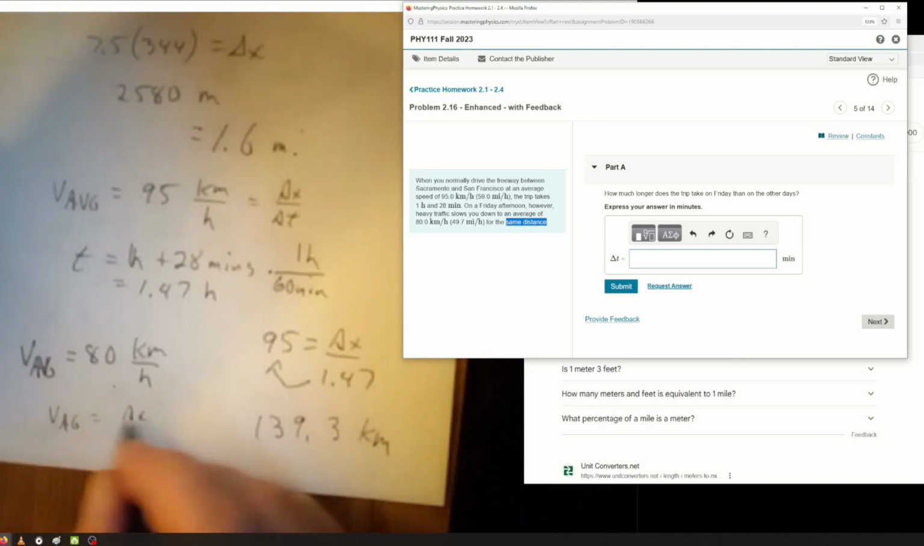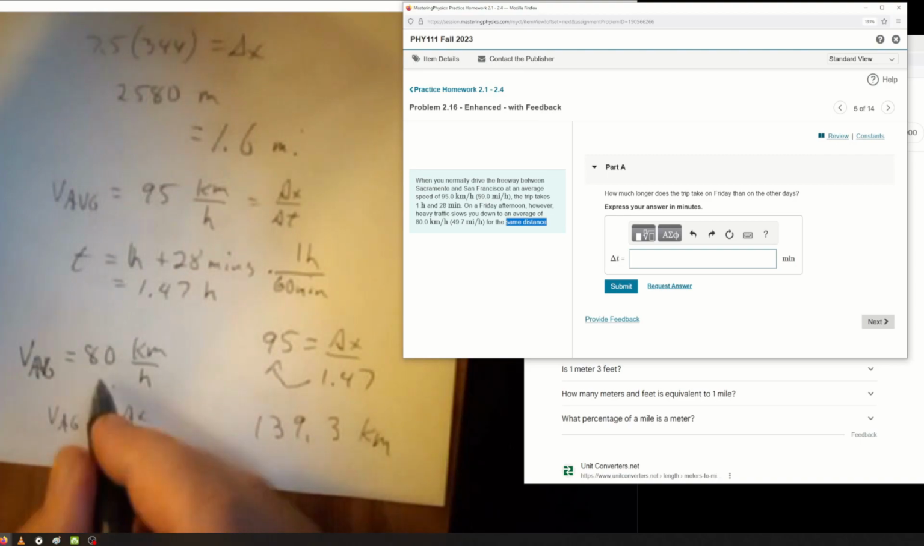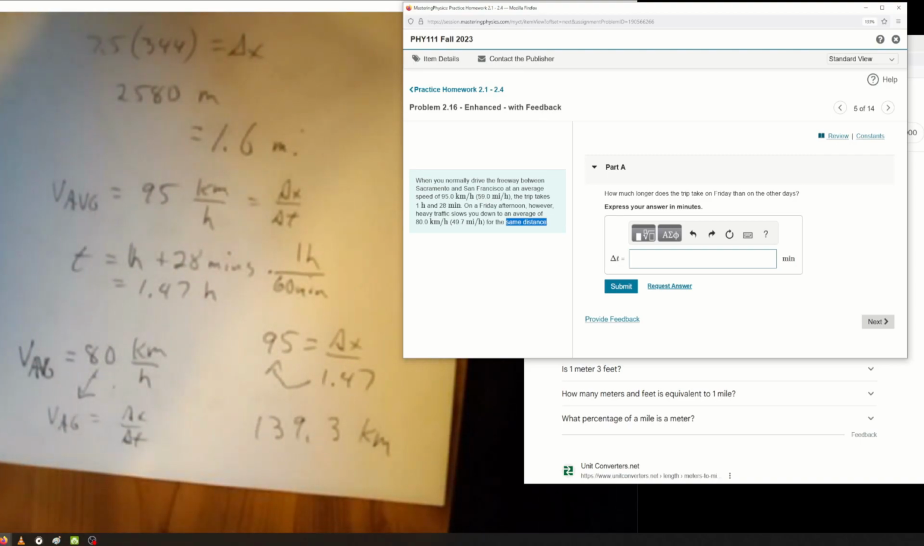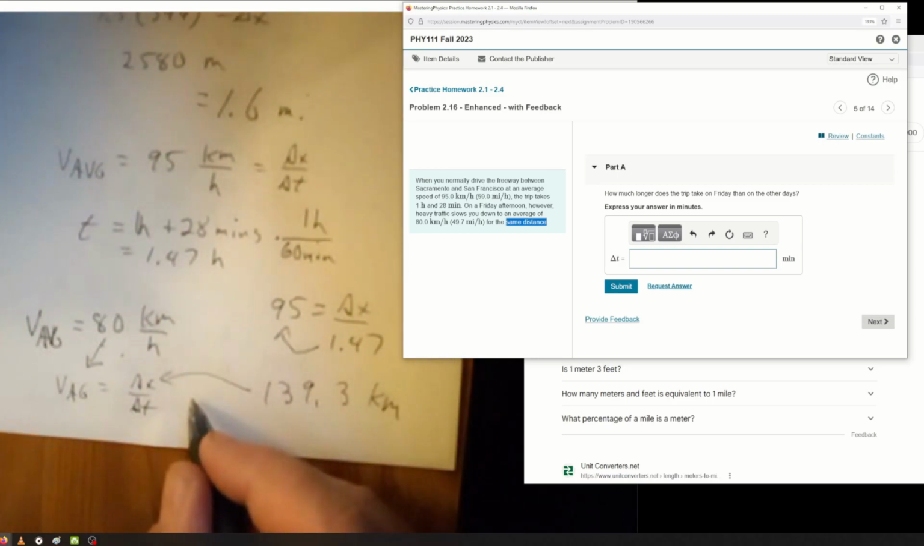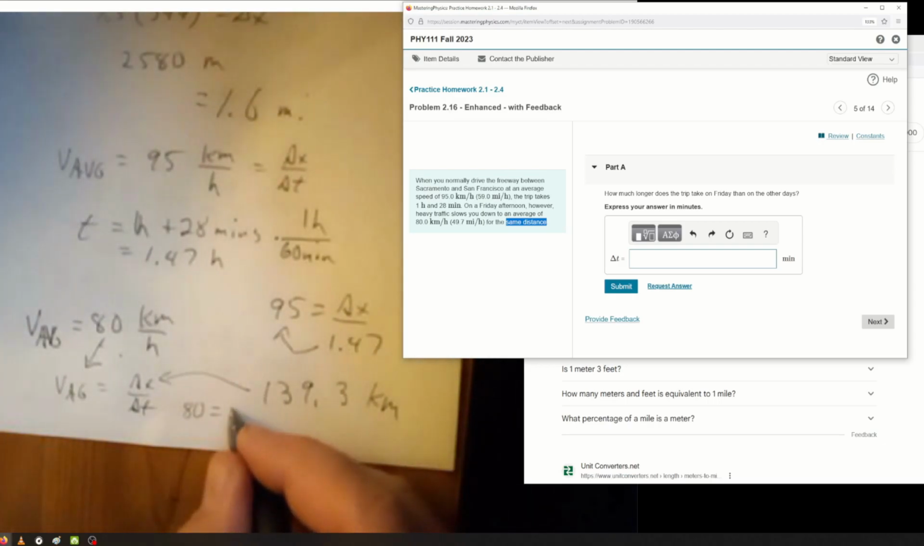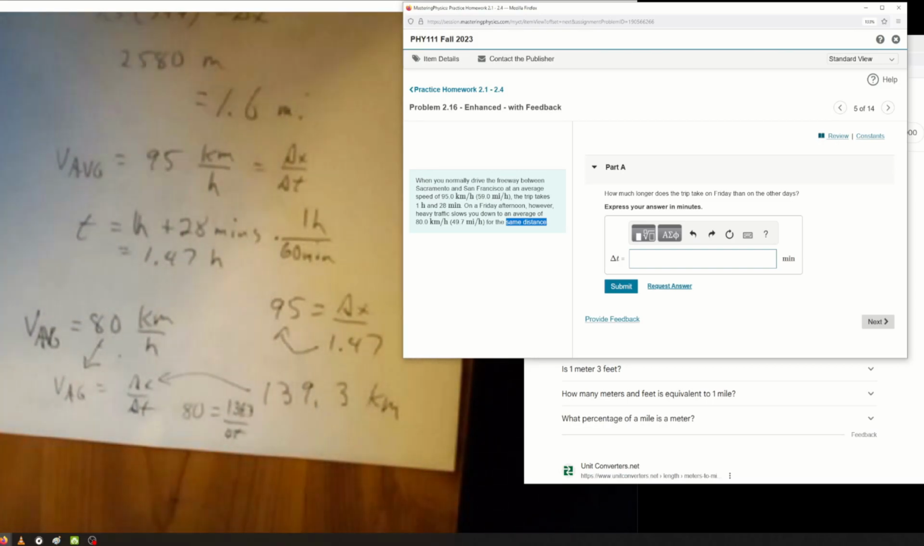So remember, this is delta x over delta t. This is our average velocity there. And then here is our change there. Solving for t then. So, well, I'm running out of room here. I guess I'll write this kind of small. So we're going to have 80. So ultimately our calculator, 139.3 divided by 80.